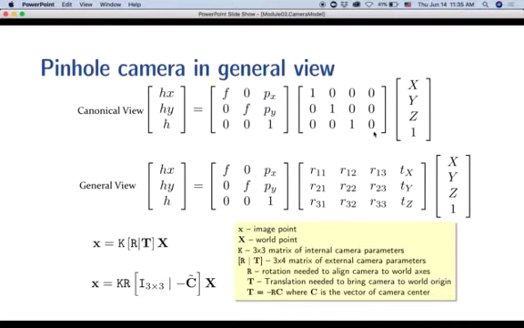Which one? This one? Yes. So this part is R, this is T, which is what I wrote more compactly as R pipe T. Okay. So this equation and this equation are exactly the same. It's just the way you arrange it.